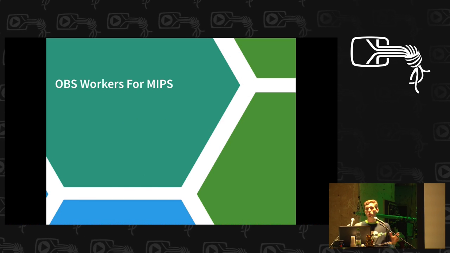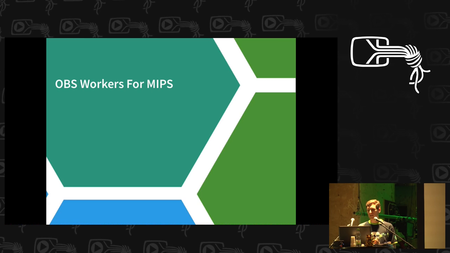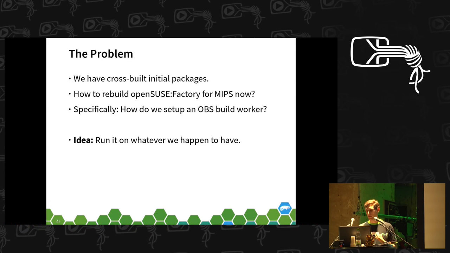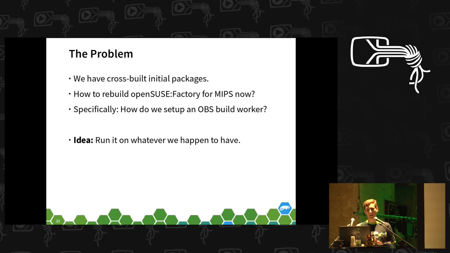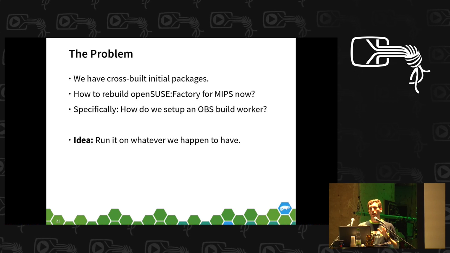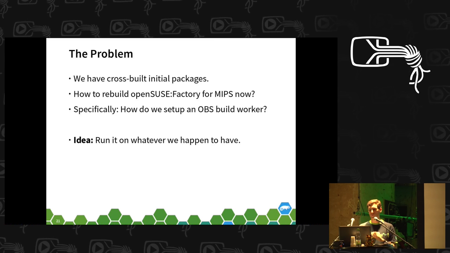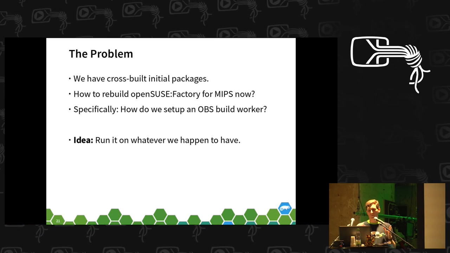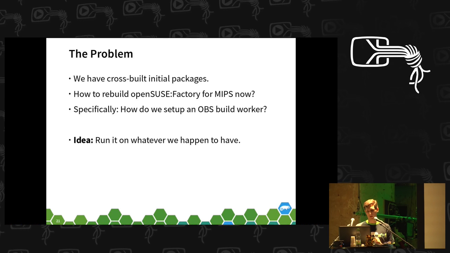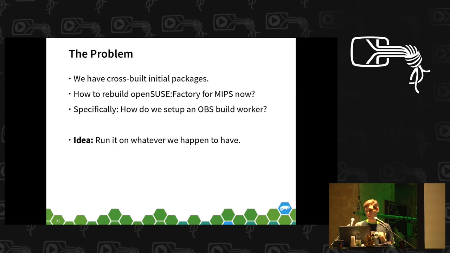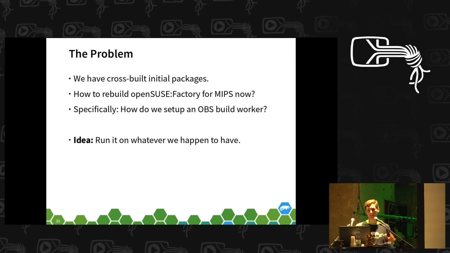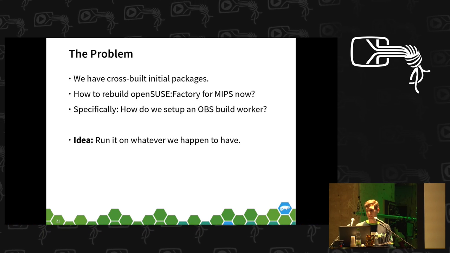So, as described in the section before the last, I have managed to cross-compile a large set of packages that are needed for initial package building of openSUSE Factory. Now, how do we actually build openSUSE Factory with those particular packages for the MIPS architecture? In particular, we already have an OBS server. How do we set up OBS build workers for MIPS? And the main idea, the very simple, naive one, is to simply run OBS workers on whatever hardware and setups we happen to have. So what might that be?